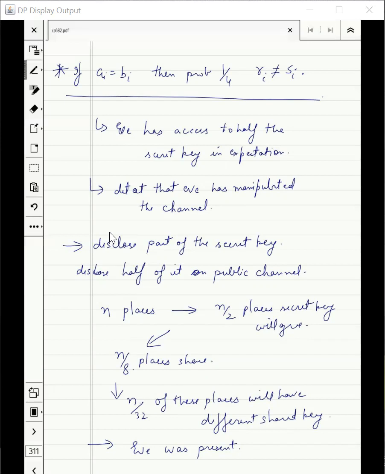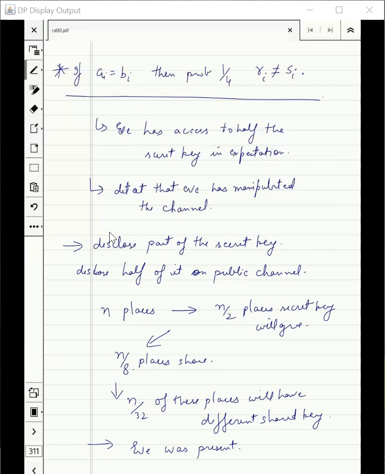Make sense? So how did we get to n by 32 from n by 8? Oh, because remember that at every place, the probability that Ri is not equal to Si is 1 by 4. Look at the top of the page. But that is not independent for every i, right? Because if Eve selects with half probability the correct basis that Alice and Bob had decided, then once she knows one index, she'll know all the indices.